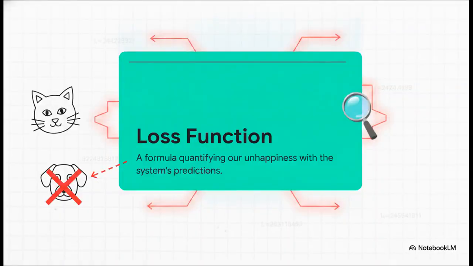Enter the loss function. A loss function is a strict mathematical formula that quantifies our exact level of unhappiness with the system's predictions on training data. When the computer's vector math produces the completely wrong classification, like confidently calling our cat a dog, the loss function acts as a numerical penalty. It evaluates those bad scores and generates a high loss value, basically yelling at the computer to adjust its weights and build a better template for the next round of training.